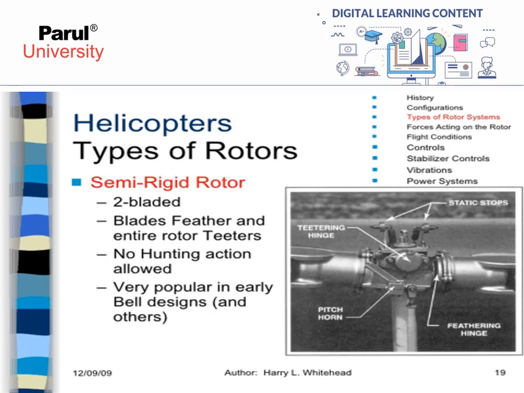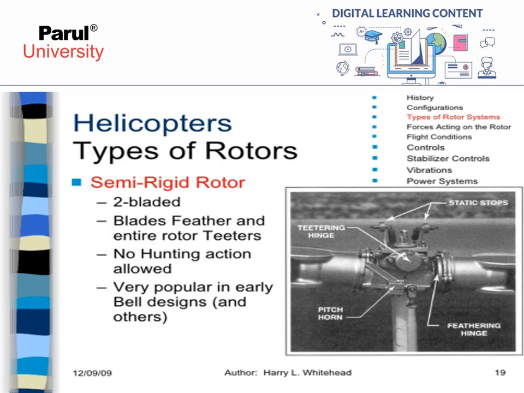Now the helicopter types of rotors: semi-rigid rotor, two blades, feather, and the entire rotor teeters. Teeter is flapping, meaning feathering and flapping both will be there. No hunting action allowed. Very popular in early Bell designs and others. You can see in the figure the static stops, teetering hinge, pitch horns, and the feathering hinge. This is the feature of the semi-rigid rotor.